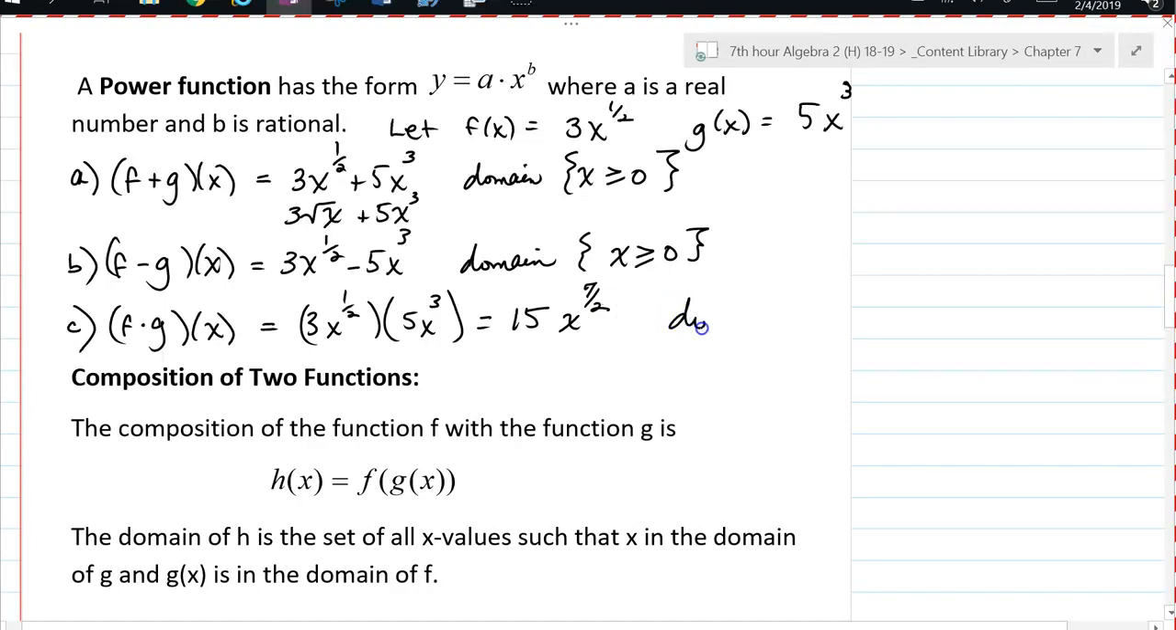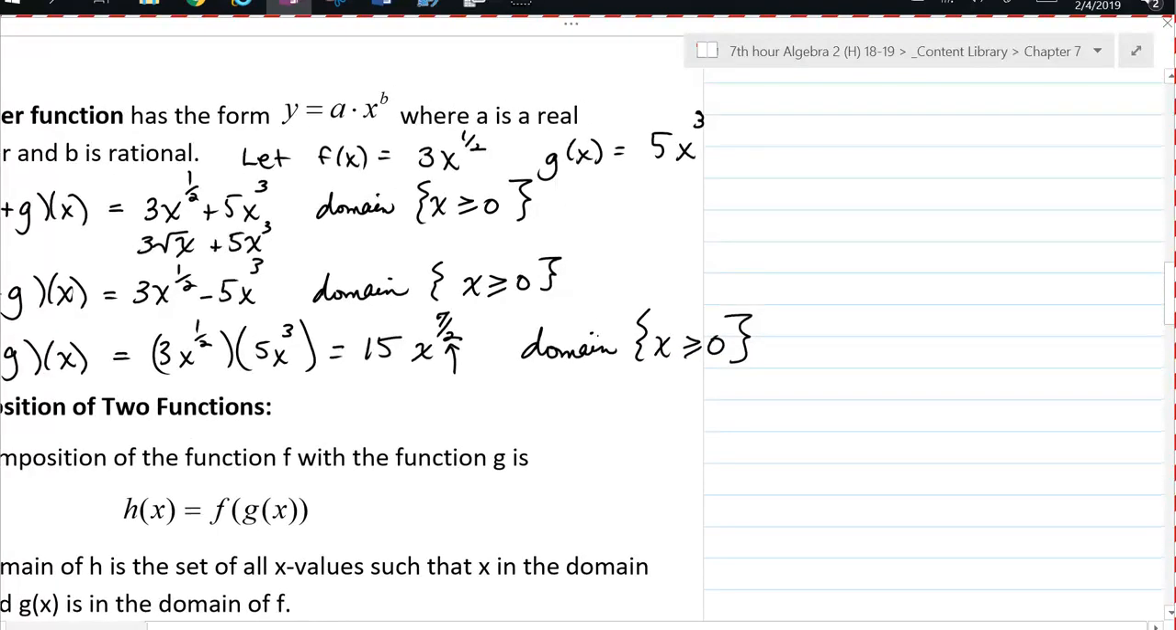And when we talk about the domain of 15x to the 7/2, we need to remember that this number right here, that little 2, tells me what the index of my radical is. So x to the 7 over 2 means the square root of x to the 7th. So I'm still dealing with a square root. I still have to remember that the number inside the square root has to be at least 0. So I want to say that x has to be at least 0.